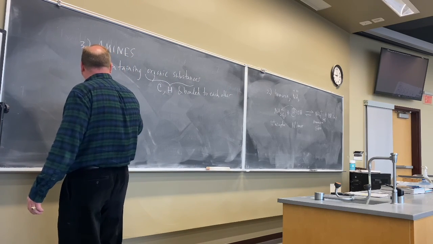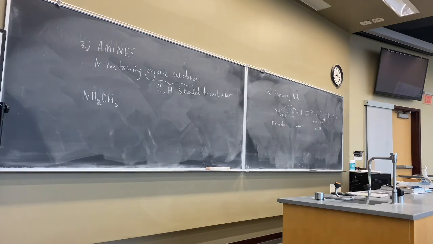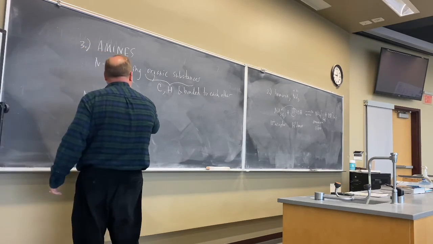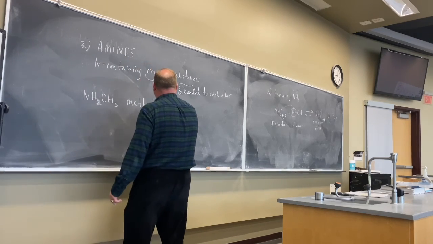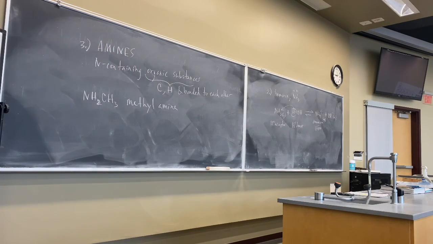So our first example of an amine is going to be the chemical substance NH2CH3. Now, there's only one carbon in this substance. You'll remember the prefix that means we have one carbon. Mono? No. Mono is for other inorganic substances. Meth. Very good. We call this particular chemical methylamine. It's an amine because it contains nitrogen. It is a methyl because it has one carbon.